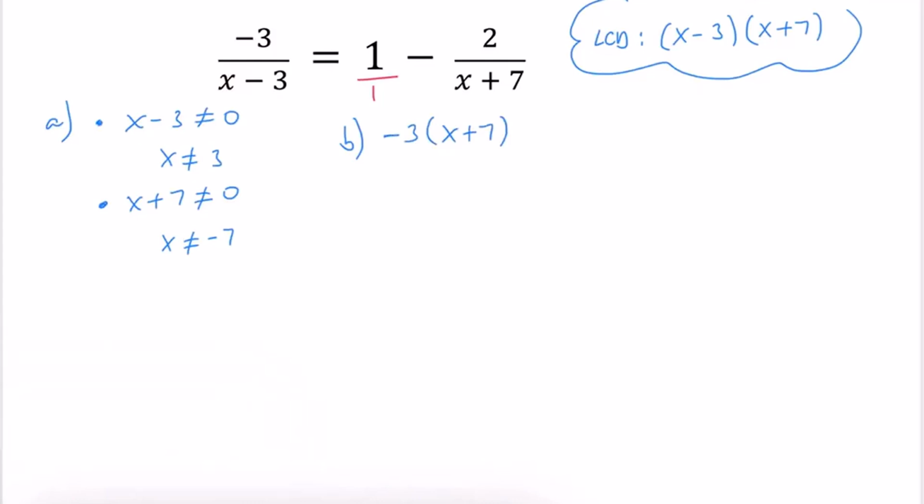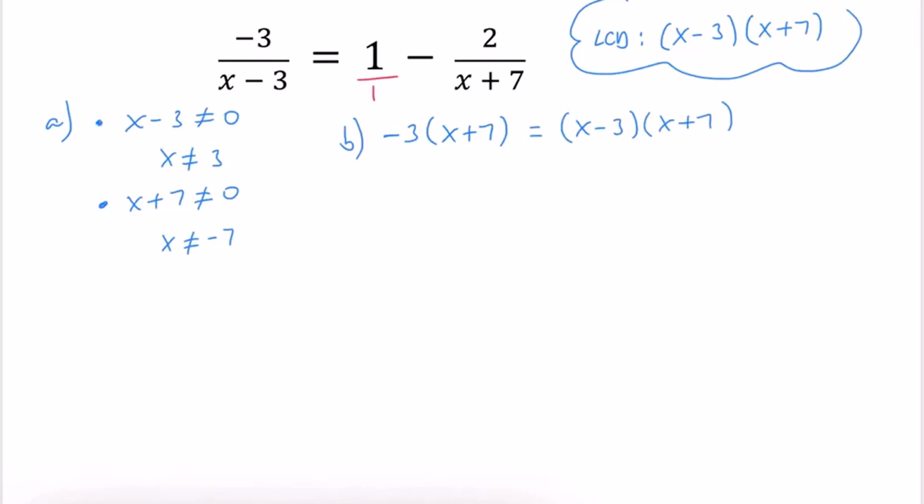The next fraction, the denominator is 1. There's nothing to cancel out with the least common denominator. So here, the whole least common denominator, x minus 3 times x plus 7, is multiplied with the numerator 1. 1 times x minus 3 times x plus 7 is just x minus 3 times x plus 7. So this is x minus 3 times x plus 7.